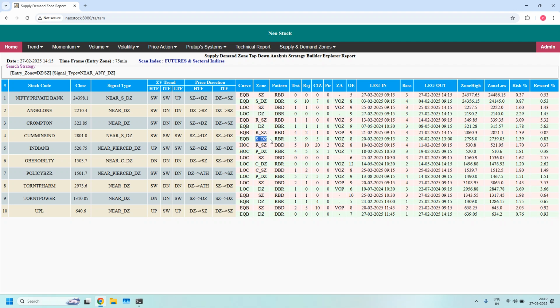Cummins is having a 75 minutes high liquidity demand zone. Oberoi Realty is having a high liquidity demand zone. That's it. We identified two high liquidity 75 minutes demand zones from this list.